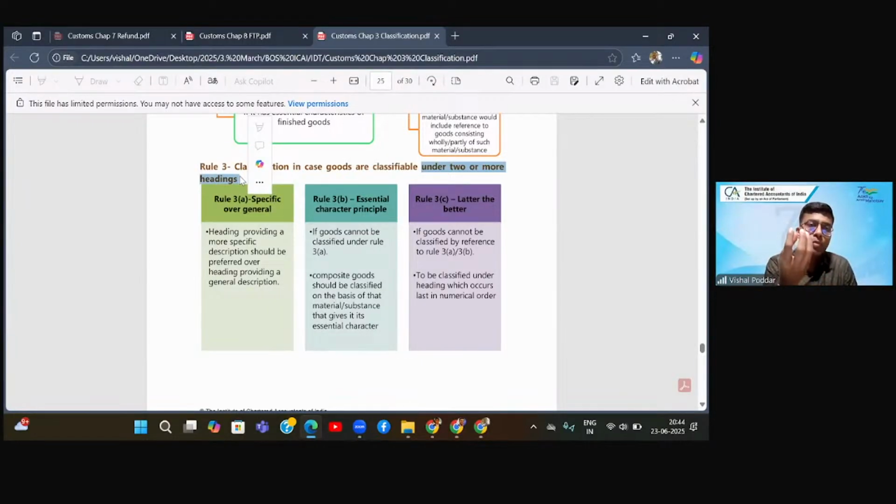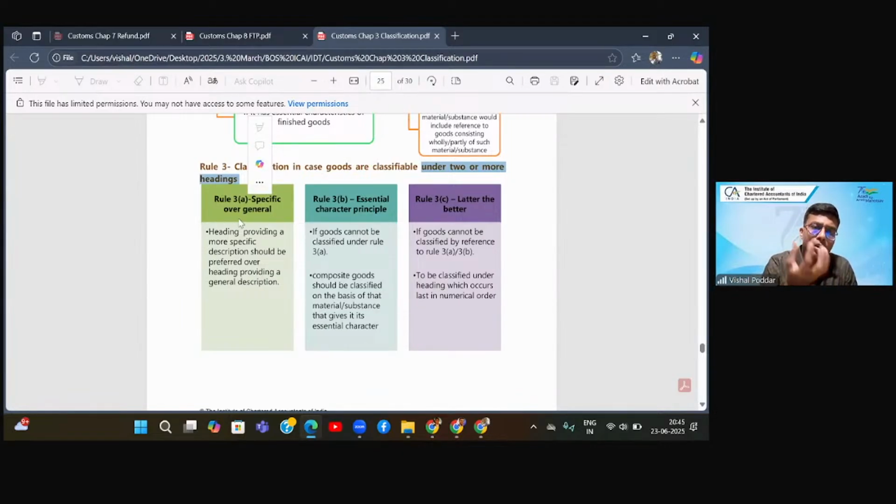As per Rule 2B, it has to be classified in the material itself. So this masala can be classified in the chapter of haldi, in the chapter of lal mirch, and in the chapter of salt. Out of this, where will you classify? This is what Rule 3 guides. Rule 3 says, the first rule you have to follow is specific over general.